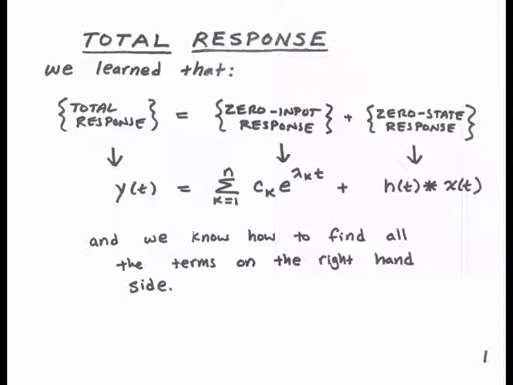And at this point, let's remember also how important the characteristic modes are. You see them here, they show up in the zero input response, but remember also that they're showing up within h of t as well. So these characteristic modes will be extremely important to looking at the total response of a system. Now we've studied how to find all the terms on the right hand side, so you should feel comfortable with this material. Let's look at an example problem and see how it works.